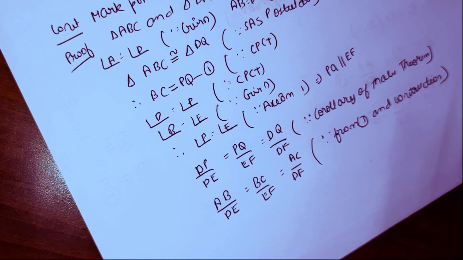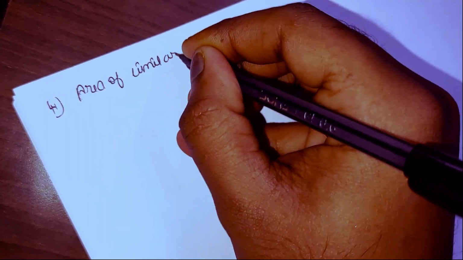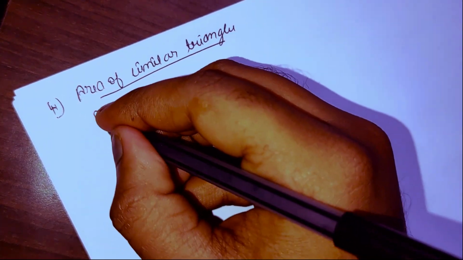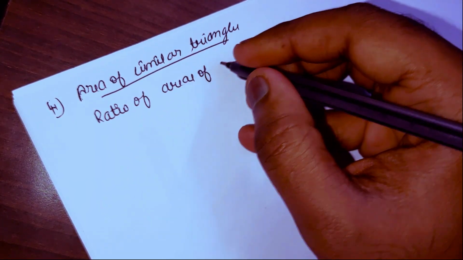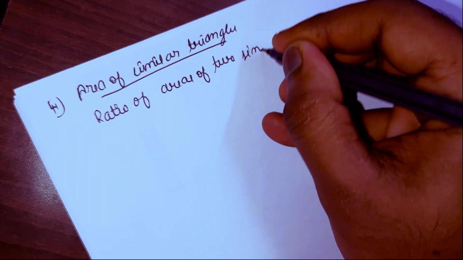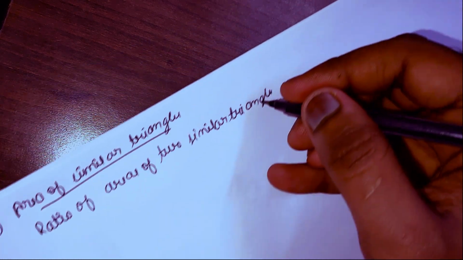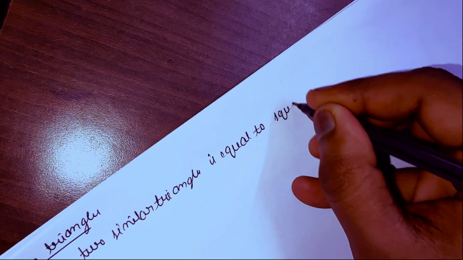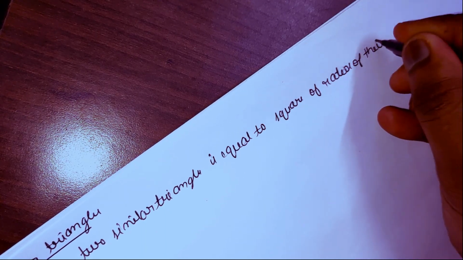We'll move into the 41st question now. 41st question, to prove the areas of similar triangles. We'll write the statement. Ratio of areas of two similar triangles is equal to the square of the ratios of their corresponding sides.